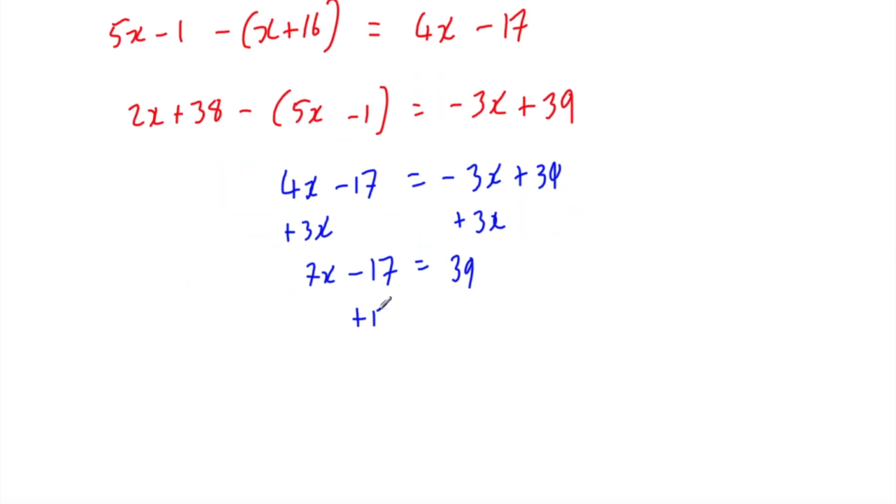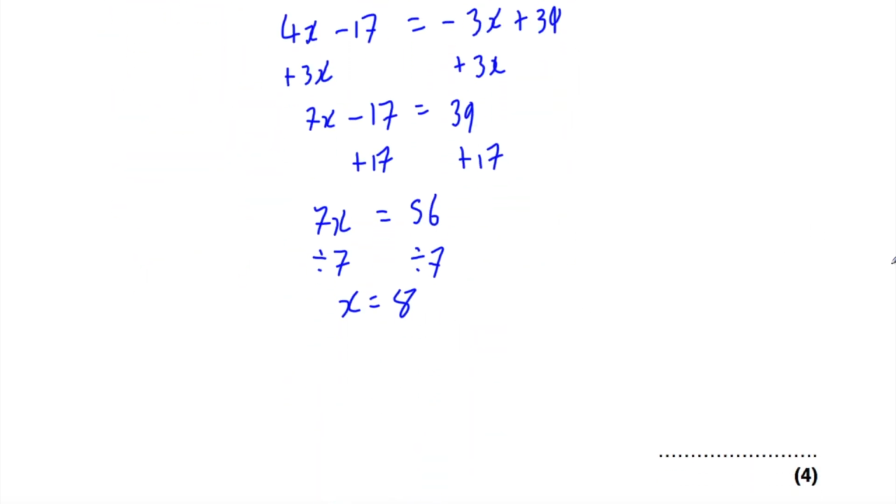So let's add 17 to the left hand side and add 17 to the right hand side, because we want to get rid of this minus 17. 7x minus 17, add 17 will just be 7x, and then 39 plus 17 will be equal to 56. And then finally, we want to find out what x is, so let's divide by 7 and divide by 7. And you're going to get that x is equal to 56 divided by 7, which is equal to 8. So x is equal to 8. And the question says find the value of x, that's going to be 8. And that's it.